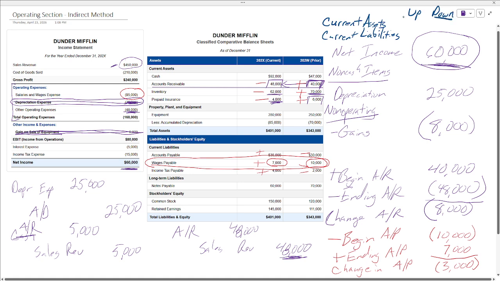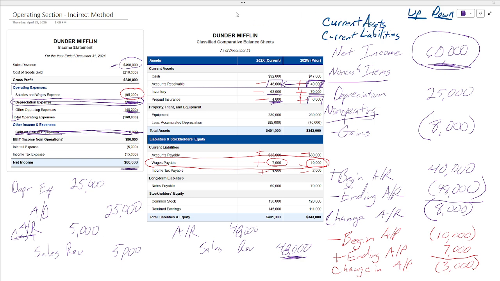And then we say, did they go up or did they go down? If current assets went up, for example, the accounts receivable, it went from 40,000 to 48,000. It went up, but what did we have to end up doing to it? We ended up having to subtract it. So if a current asset goes up, we actually have to subtract the difference.